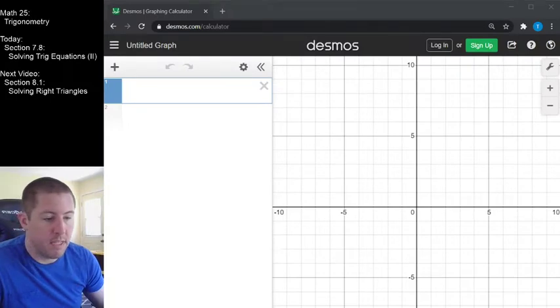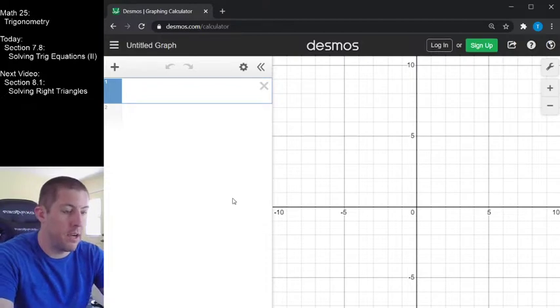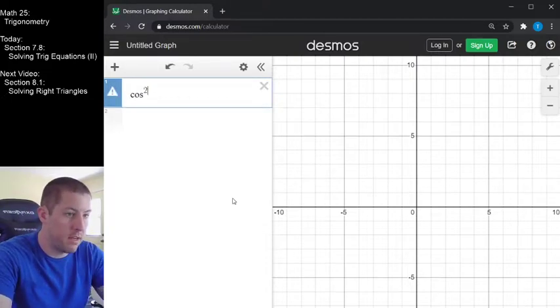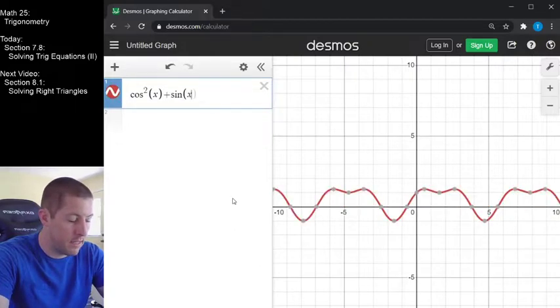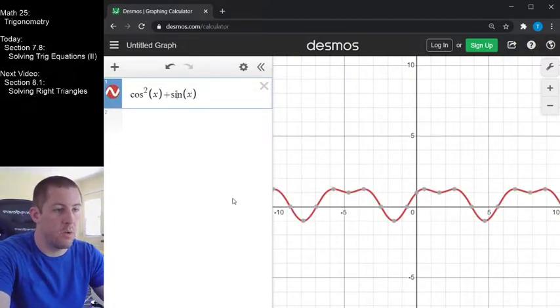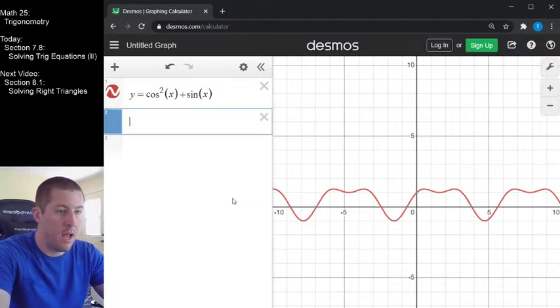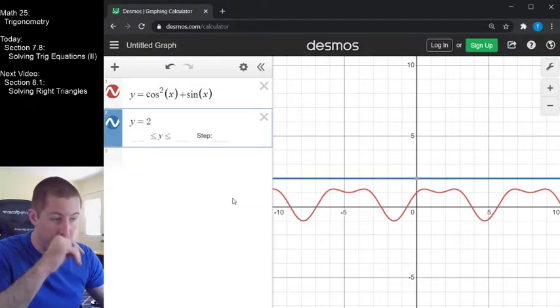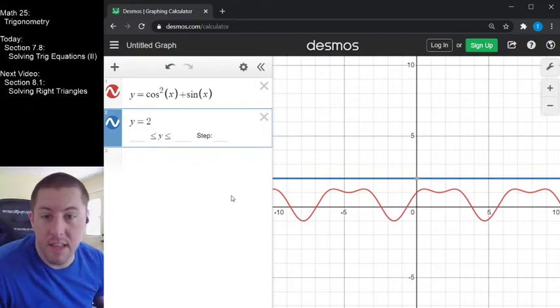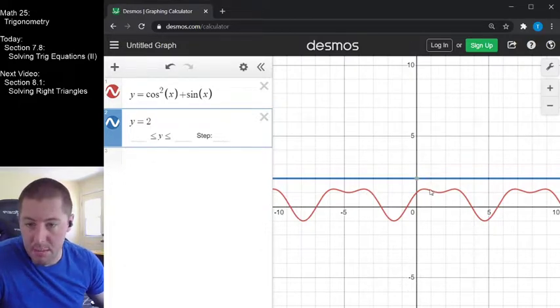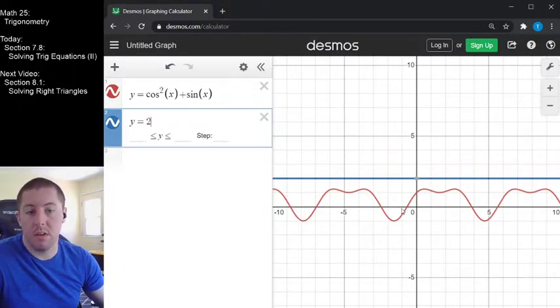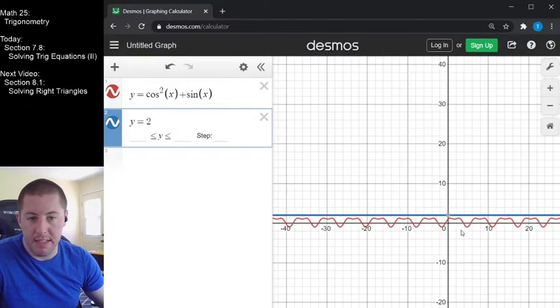So if I pop over to Desmos, I can do cosine squared of x plus sine of x. And our question is, when is this equal to 2? I'm going to make this a y equals. I want to know when this is the same as 2. And what you can see is that the line y equals 2 never touches the curve cosine squared plus sine. They never touch each other. So when are they the same? The answer is never. This red curve never gets up to the height of positive 2.